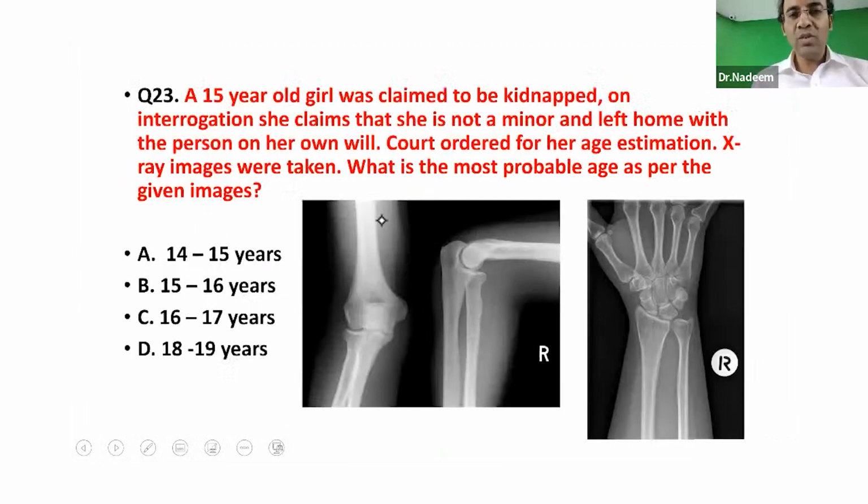A 15-year-old girl was claimed to be kidnapped. On interrogation, she claims that she is not a minor and left home with the person of her own will. The court ordered her age estimation.